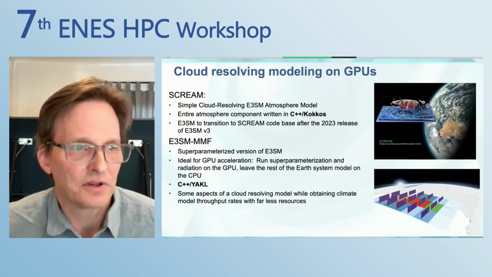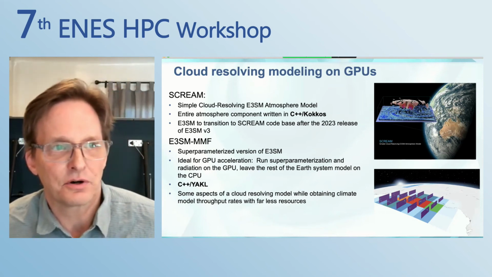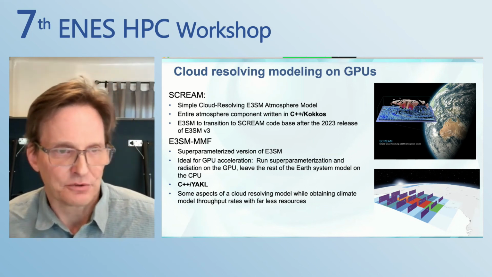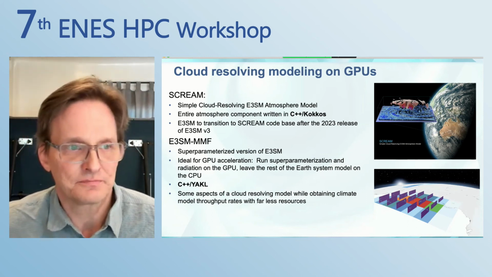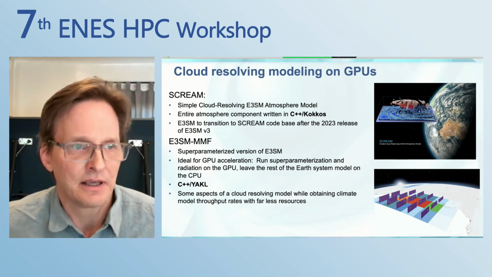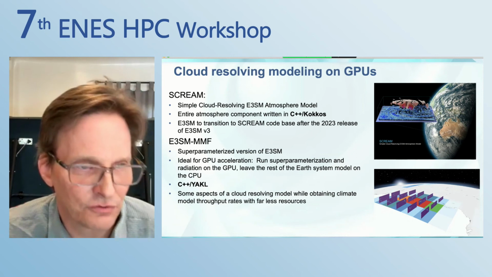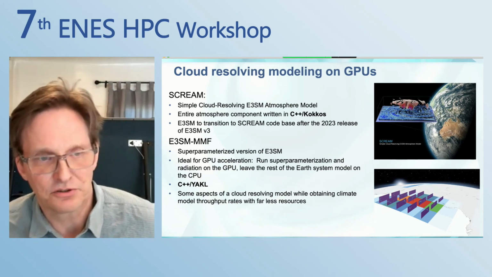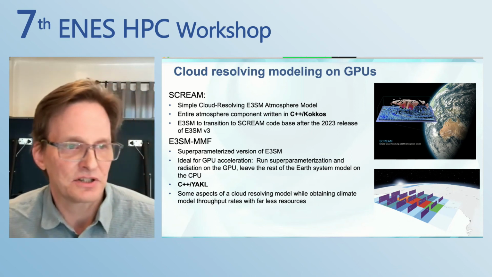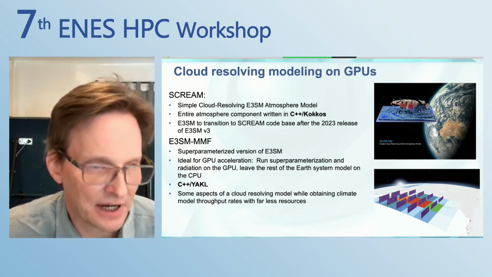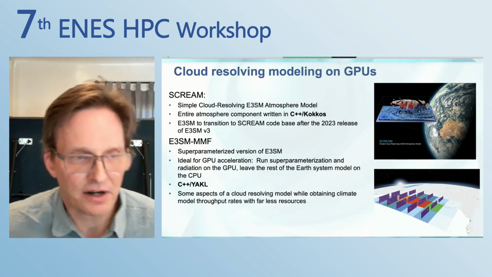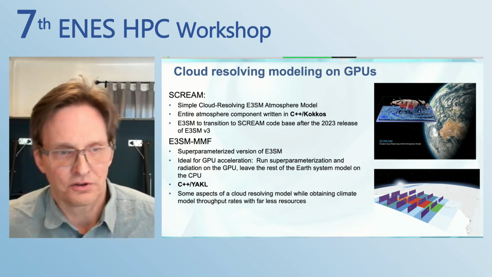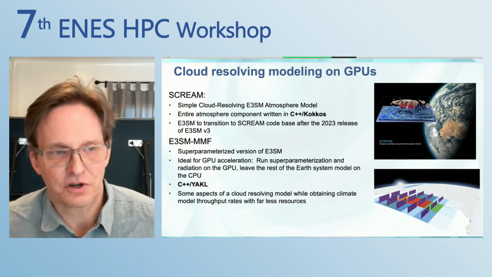I'm going to show results from two configurations of cloud resolving, or some aspects of cloud resolving, atmospheric models running on GPUs. The first one is SCREAM. That stands for Simple Cloud Resolving E3SM Atmosphere Model. That's a traditional global cloud resolving or storm resolving model. One thing somewhat unique about it is that we've rewritten the entire model in C++ using the Kokkos performance portability layer to support GPUs. The second configuration is E3SM-MMF, that's a super parameterized version of E3SM. We started with this using Fortran and a directive-based approach, but actually also transitioned to C++, although this project is using a simpler version of Kokkos called YAKL, which I'll talk about.